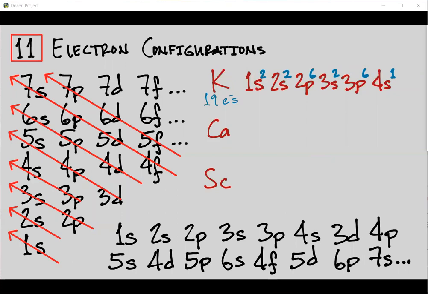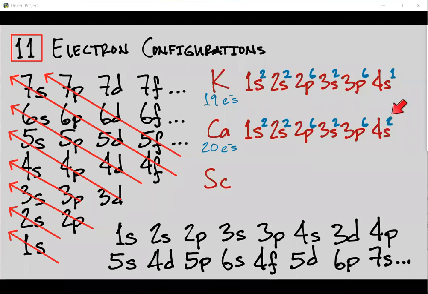We can do the same thing for calcium. Calcium is the next element after potassium, so it has 20 electrons. And so the electron configuration would look just like potassium's, except you have one extra electron that goes in the 4s. So that would be 4s2 instead of 4s1. And so again, when you add up all the numbers, all the superscripts, that should add up to 20 electrons.